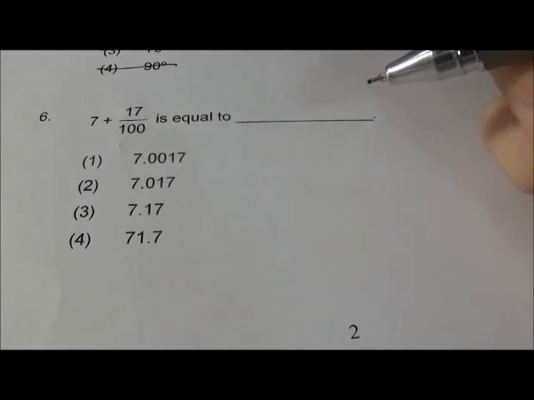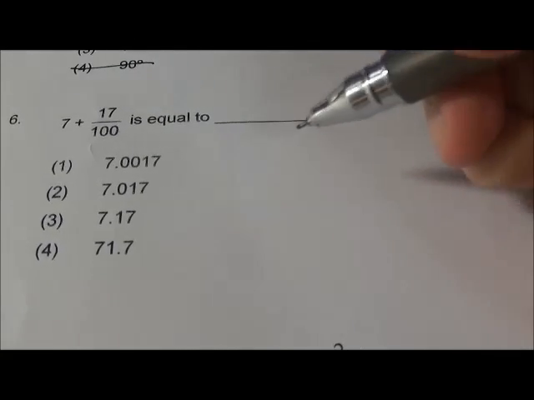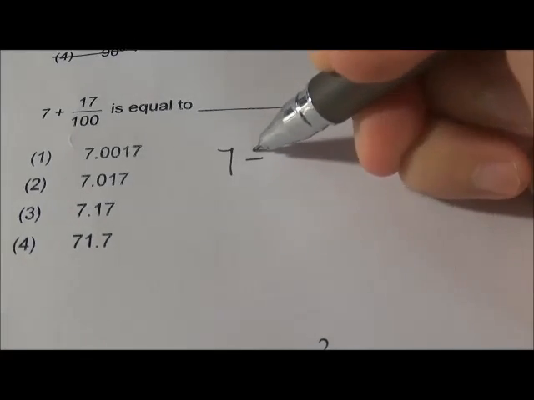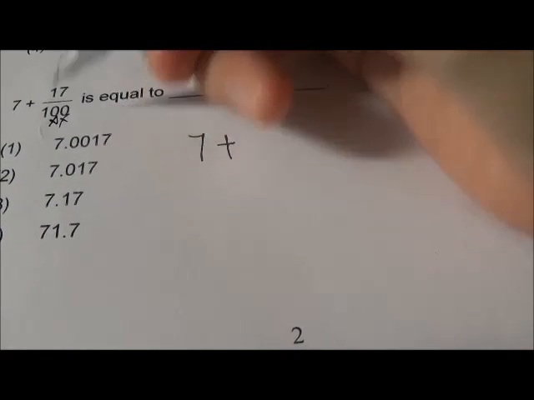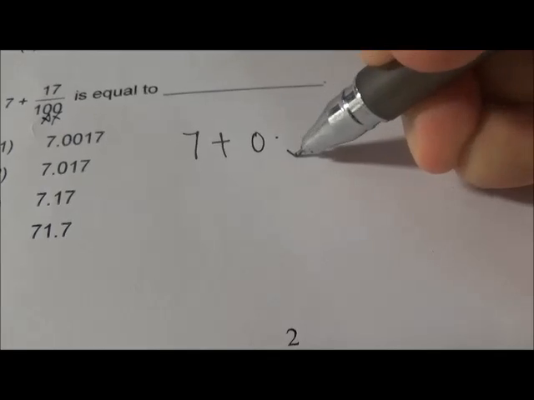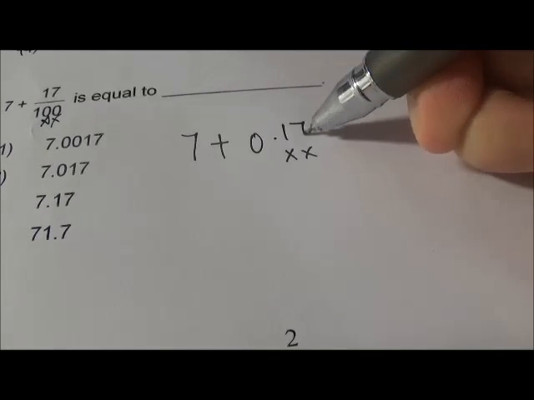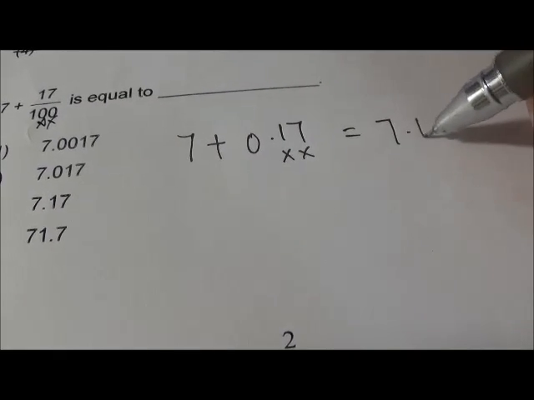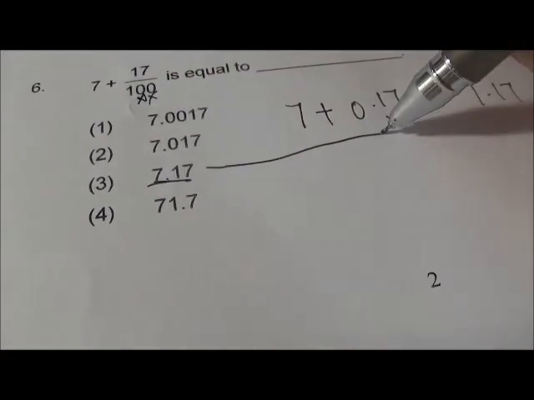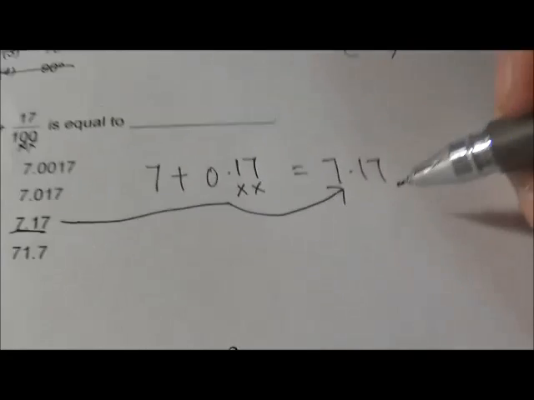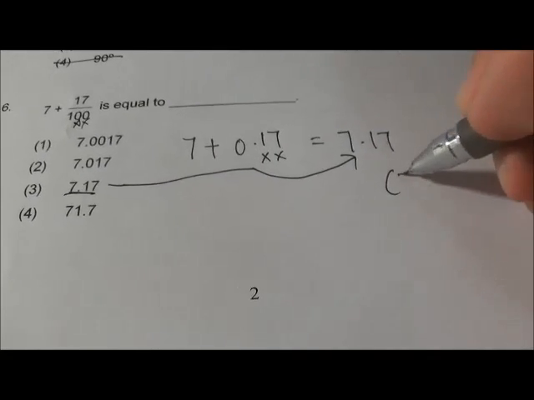Question 6. 7 plus 17 over 100 is equal to 7 plus... Okay, so 17 over 100, which means 0.17, in decimal places. So this is 7.17. 7.17, this is the same as this. So for question 6, answer is 3.